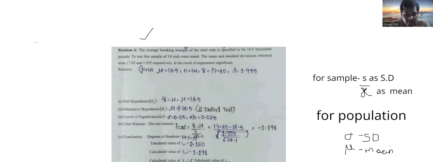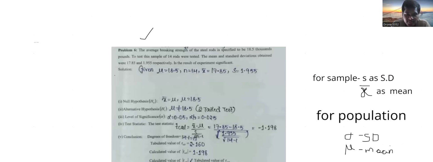Here, the given n equals 14, so the size of the sample equals 14. The population mean equals 18.5. They have mentioned the mean and standard deviation obtained; these are the sample mean and standard deviation, so we consider them as x bar and s for the sample.